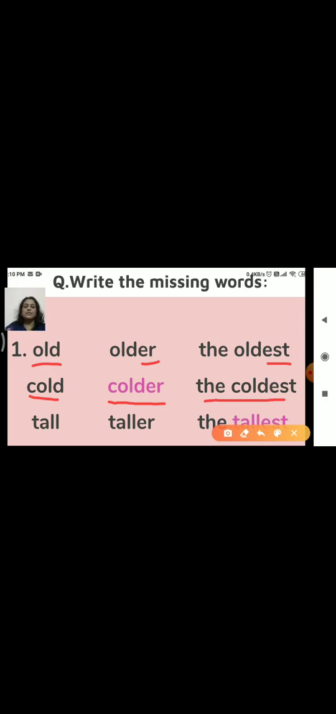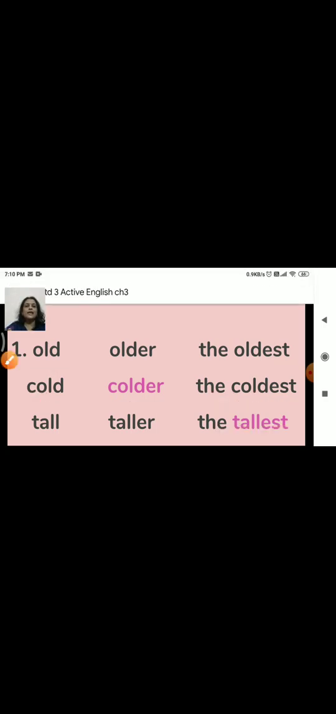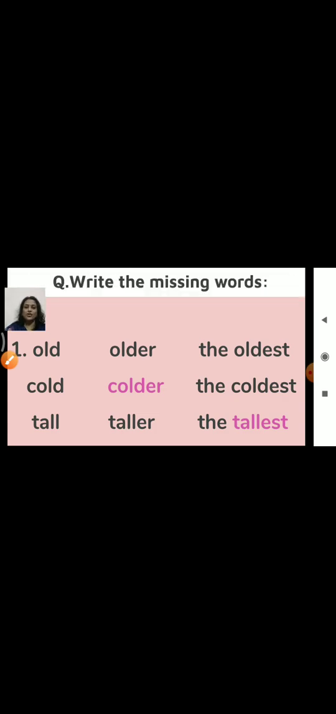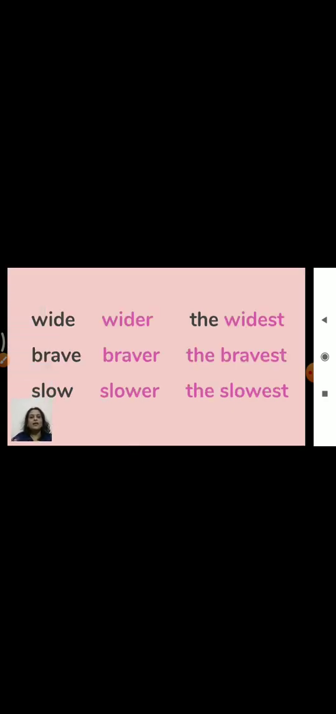Then comes the next one. Okay, in your book you can see tall, taller, and the dash. Now we have to find out the superlative degree. So what will come here? Tall, taller, and in superlative degree what do we add? EST, right? So you will get tallest. Followed here? So tall, taller, tallest.